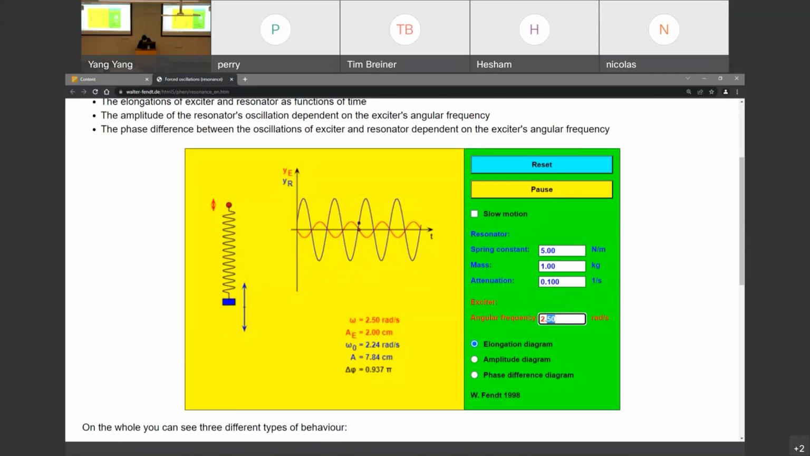So how about we change the frequency here? We have a smaller frequency here.